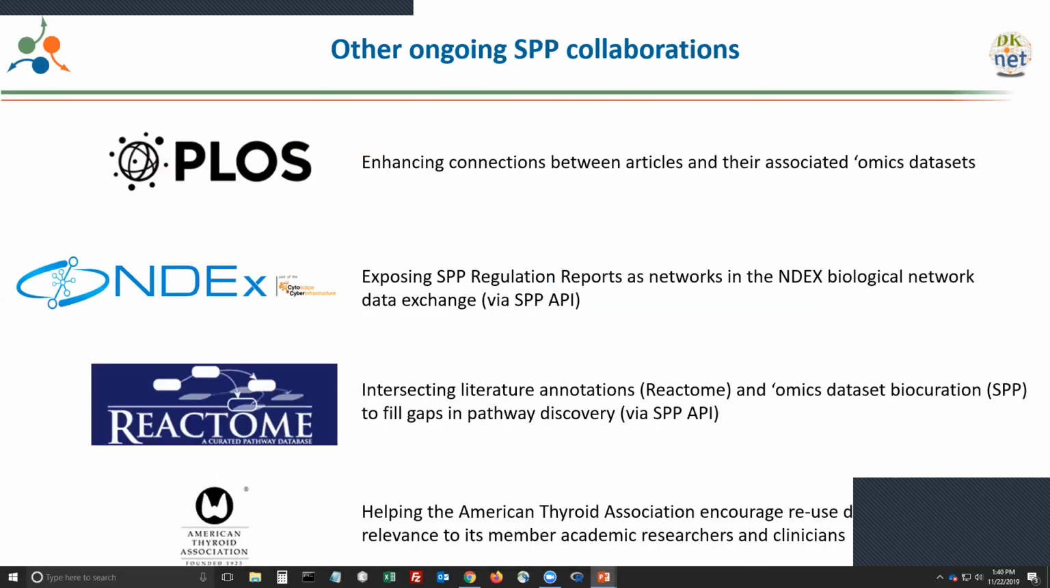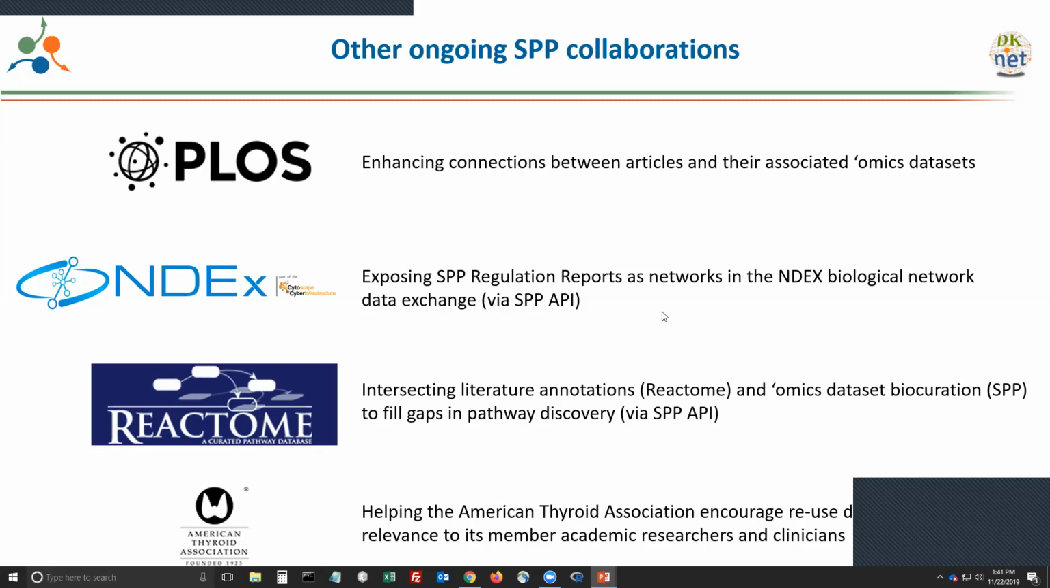In addition to our work within SPP, we're also exploring other ways to leverage the work we are doing here at SPP. We're in discussions with PLOS to launch a new collection on their site that will enable PLOS readers to link from articles to the formatted data sets on the SPP site, giving them access to a wealth of information that would not usually be available through, for example, a direct GEO search. We're also working with the IDEKER group at UCSD to make SPP regulation reports available as networks through Network Data Exchange, and this collaboration is via the SPP API, which we would be very happy to discuss more with anyone interested offline.